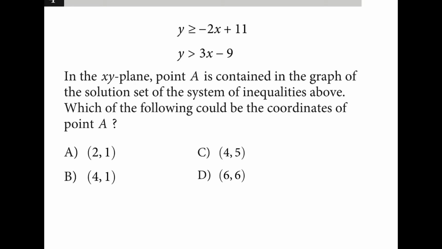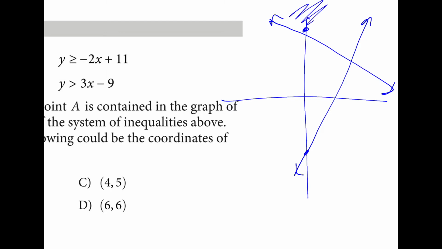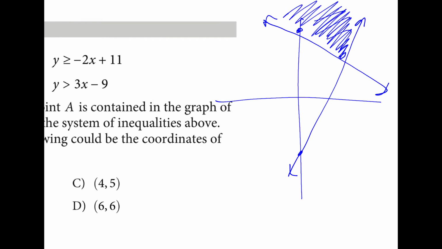In the xy plane, point A is contained in the graph of the solution set of the system of inequalities above. We could plot these two lines. So start down here at -9 and go up with a slope of +3. Start way up here at +11, go down with a slope of 2. Rough approximations, but the overlap is this range here. That's how you would solve this by graphing.